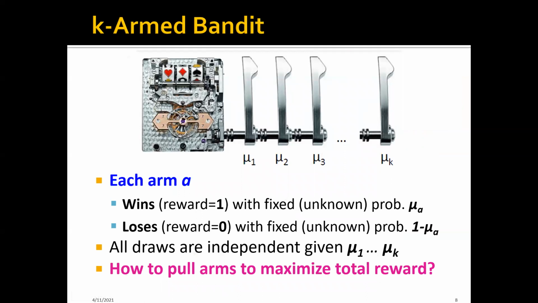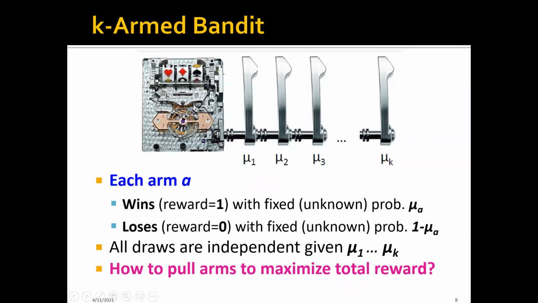Now, more formally, in a k-arm bandit setting, where we have k arms, each arm A will win with a fixed but unknown probability mu A. So if this arm wins, then we will get a reward of 1. Similarly, this arm can also lose, and it will lose with a fixed probability of 1 minus mu A. So if it turns out you pull this arm and you lose, then you're going to get a reward of 0.